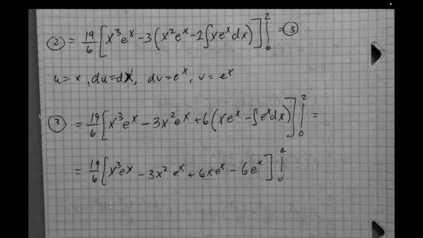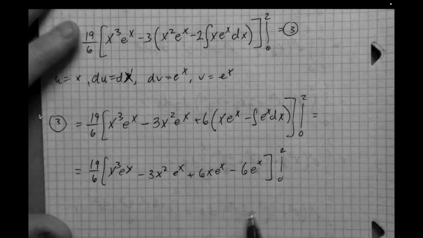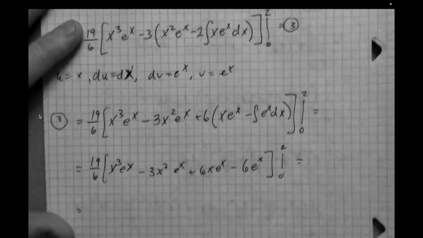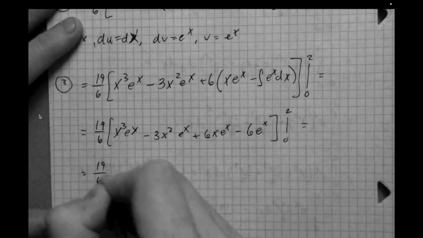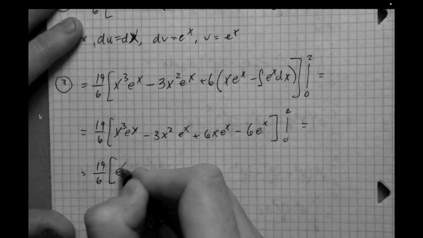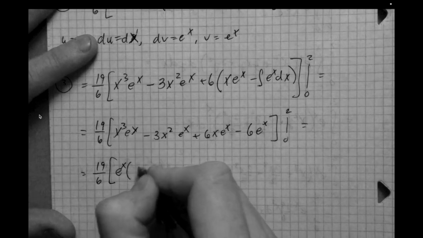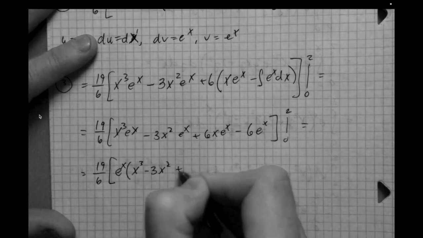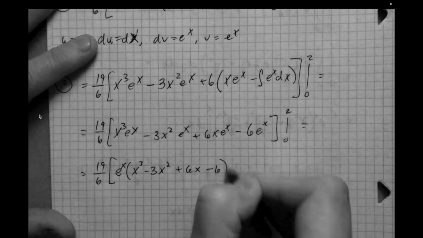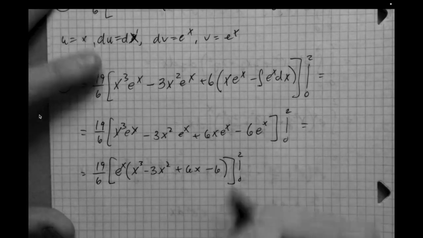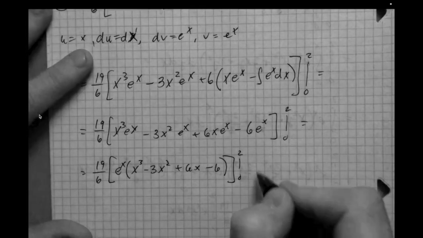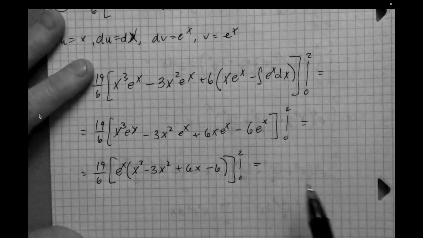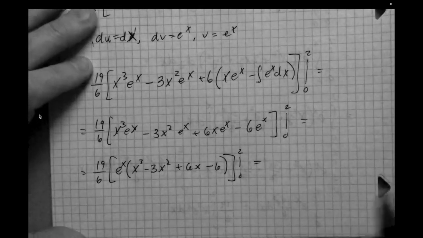Let's factor out the e to the x and combine terms if we can here. So let's simplify just a little bit before we try to plug everything in. So we've got the e to the x, and then I guess that's it, isn't it? Yeah. Minus 3x squared plus 6x minus 6. Oh, that's still better to look at, right? Okay. And then finally, we can just plug everything in. So we'll start with a 2.